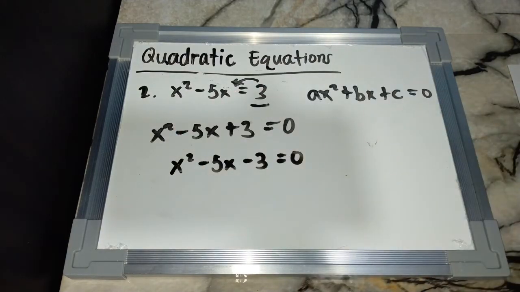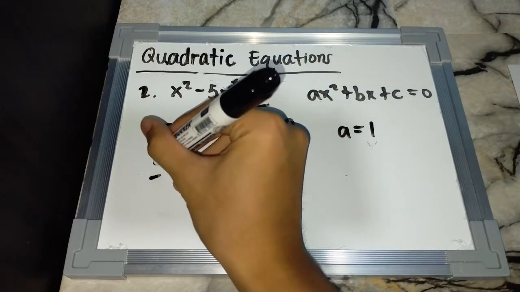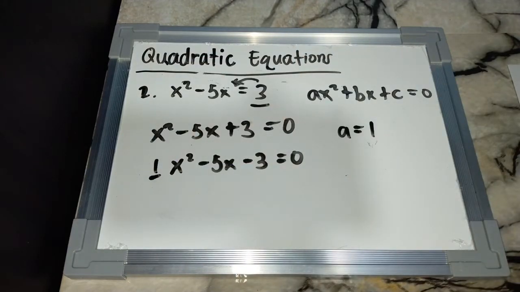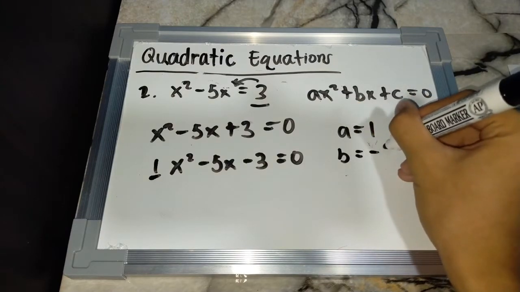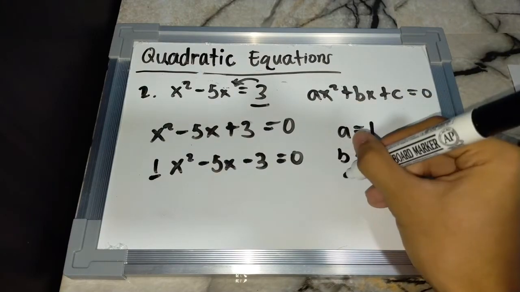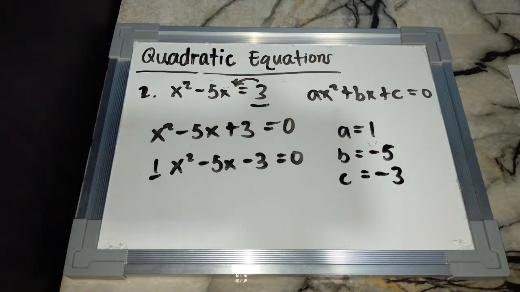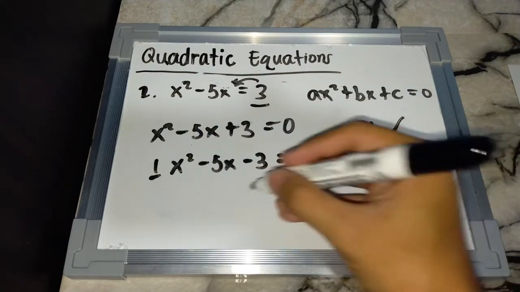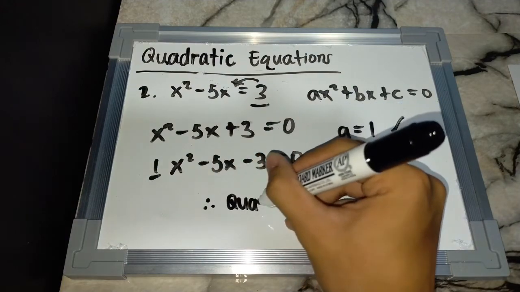So now, we should use the values that we have. A is equal to 1. We all know that in x squared, there is an invisible 1. For b, we have negative 5. And for c, we have negative 3. A isn't equal to 0, check. And we have at least one term that is squared. Therefore, this is also a quadratic equation.